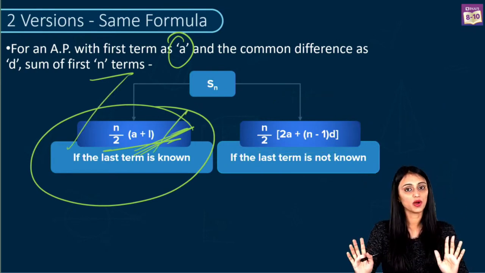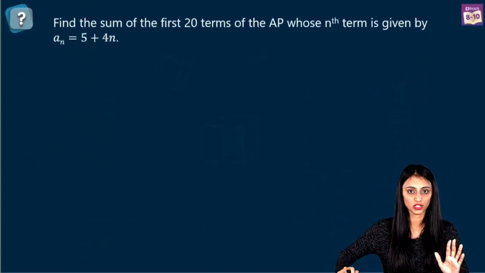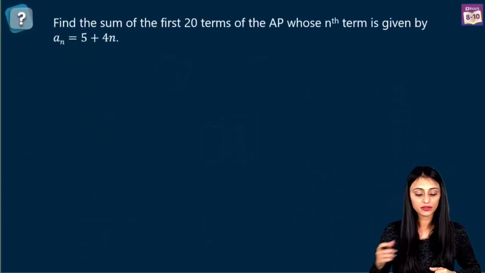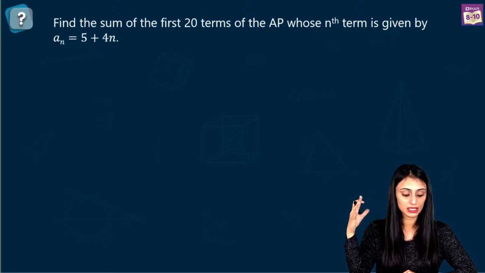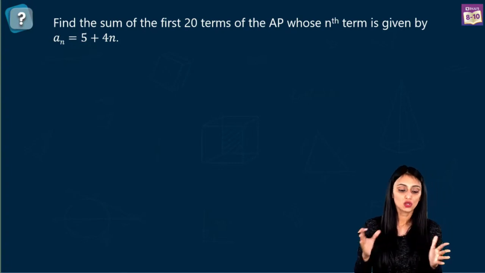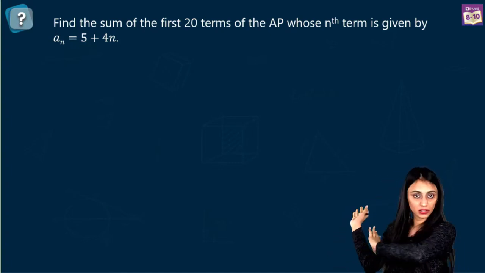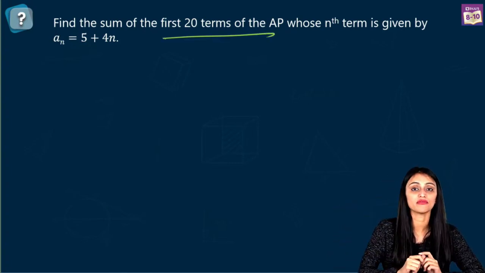Alright, so these are the two versions of the same formula. Now let's try out a question to get a better understanding. Find out the sum of first 20 terms of the AP whose nth term is given by an equals 5 plus 4n. Quickly, all of you, solve along with me. You have the general term given. You need to find out the sum of first 20 terms.